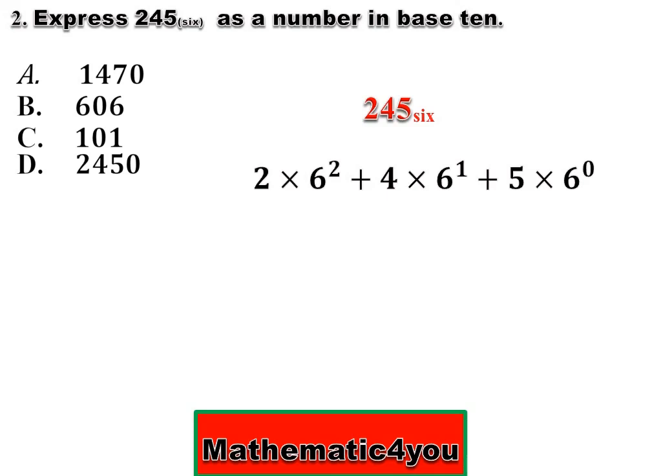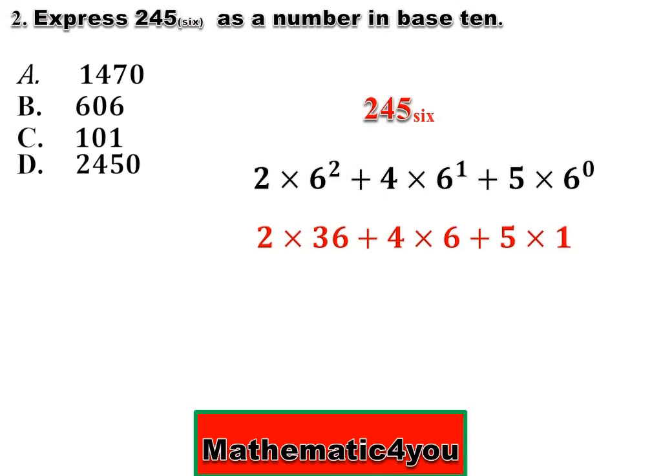Those exponents, how to get them: you start from your right. So you're going to mark them from your right, 0, 1, 2. If you further simplify this one, you're going to have 2 times 36. How do we get this 36? 6 raised to the power 2 is equal to 36. Plus 4 times 6. How do we get it? 6 is to the power 1.